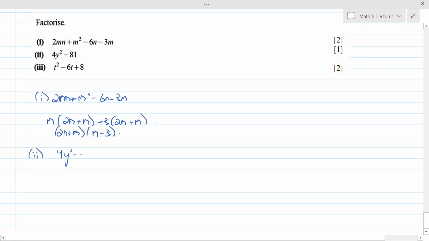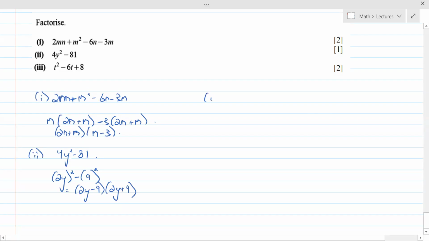Part 2. 4y square minus 81. 4y square, that's a perfect square of 2y. 2y whole square. And minus 81, it's a perfect square of 9. So to factorize them, we'll apply the identity here, which is a square minus b squared. So it would be a minus b into a plus b. Its factorized form would be 2y minus 9 into 2y plus 9.